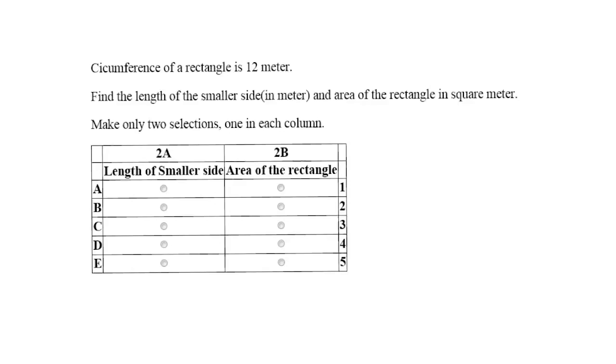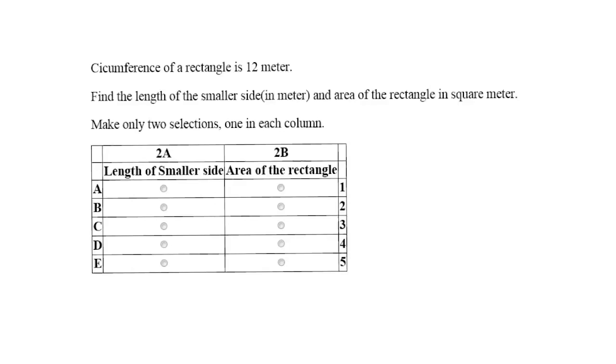Circumference of a rectangle is 12 meter. What is the question? Find the length of the smaller side in meter and the area of the rectangle in square meter. You have to find two values. One is the side. There are two sides, it is the smaller side. And the second one is the area of the rectangle. Choices are given. The values for those choices are 1, 2, 3, 4, and 5.